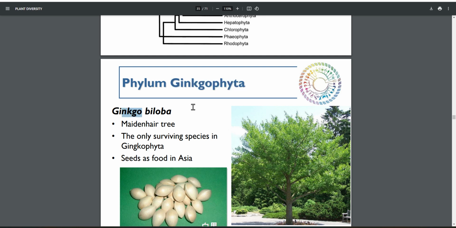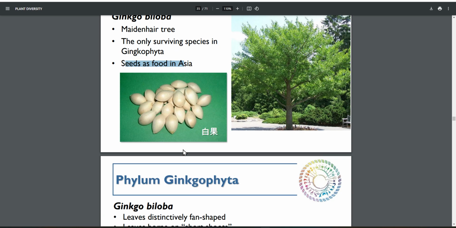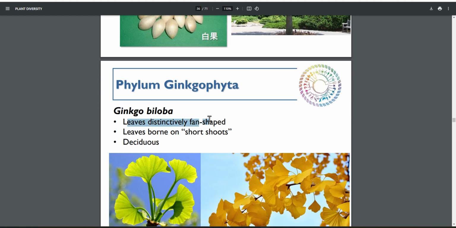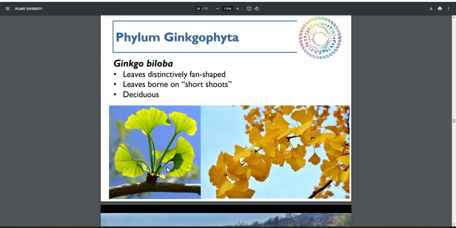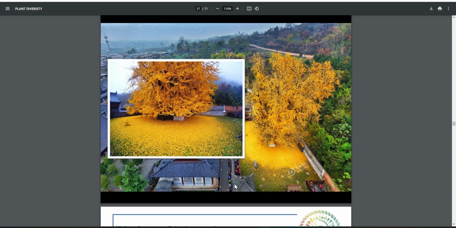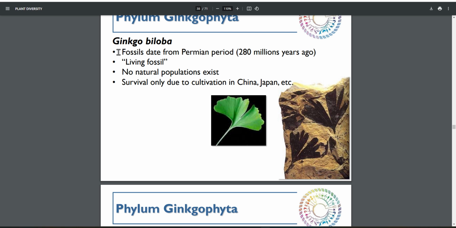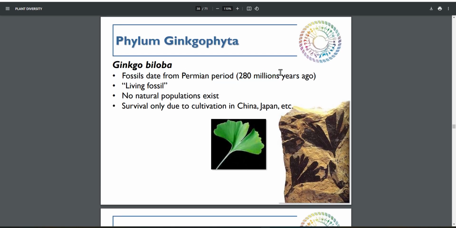Ginkgophyta, sole surviving member Ginkgo biloba, and the seeds are used as food in Asia. Leaves are distinctly fan-shaped. They grow on these short shoots here. They are deciduous, so that means they will change color depending on the season. They're not evergreen, basically. Picture, and then the fossil dates from the Permian period.